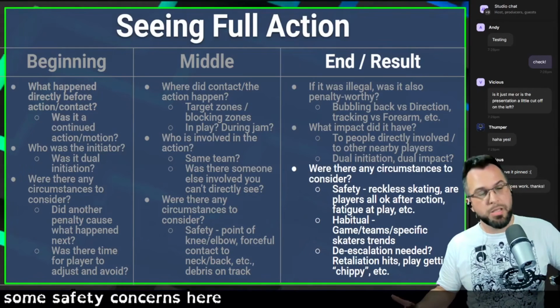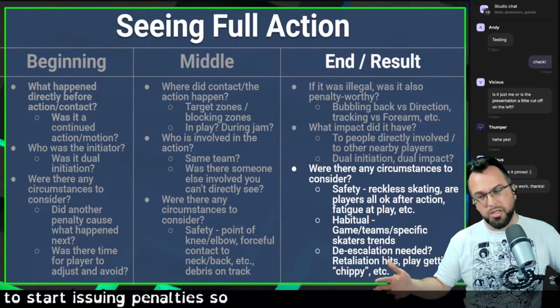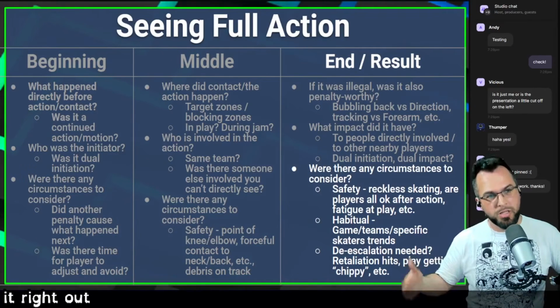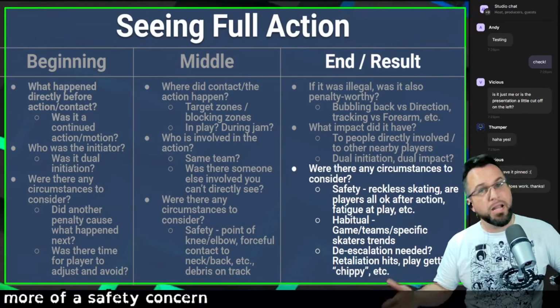So if we see this continue, we're going to start issuing penalties. Something that originally we didn't call right out the gate, but it's becoming more and more of a safety concern, then you can actually start calling it.